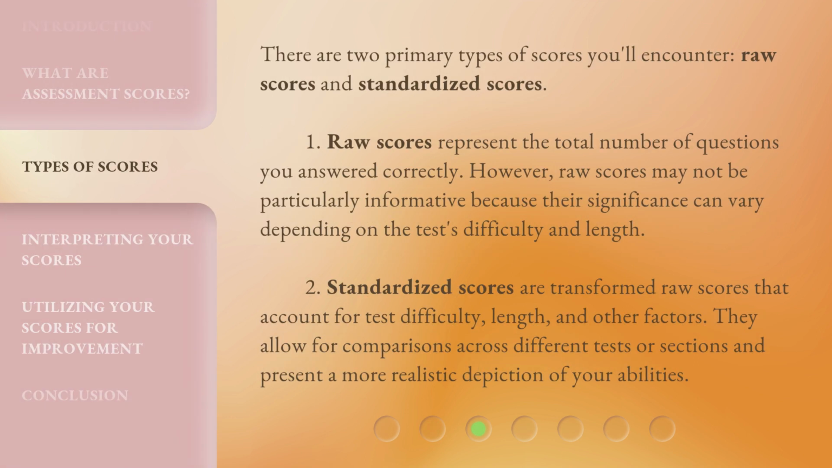There are two primary types of scores you'll encounter: raw scores and standardized scores. 1. Raw scores represent the total number of questions you answered correctly. However, raw scores may not be particularly informative because their significance can vary depending on the test's difficulty and length. 2. Standardized scores are transformed raw scores that account for test difficulty, length, and other factors. They allow for comparisons across different tests or sections and present a more realistic depiction of your abilities.